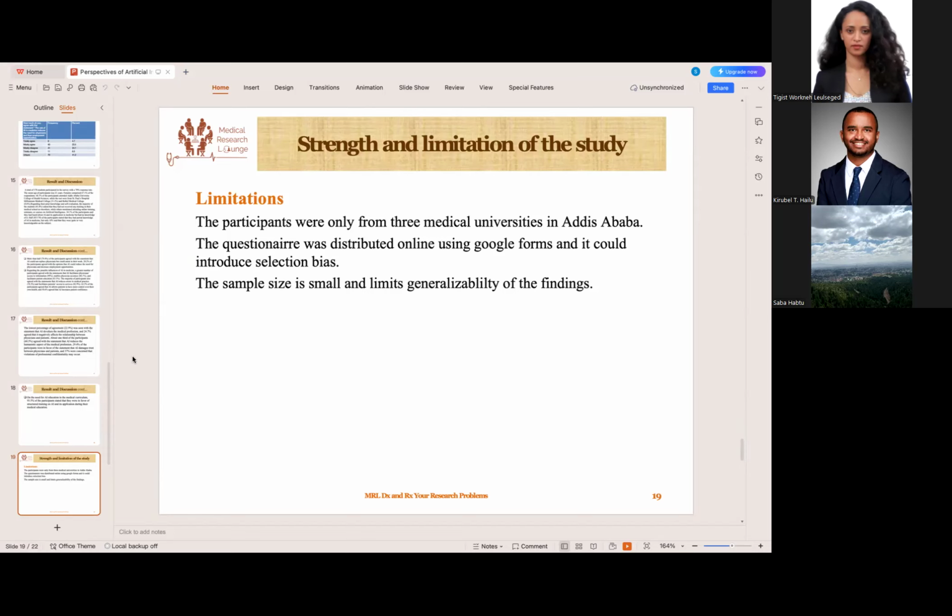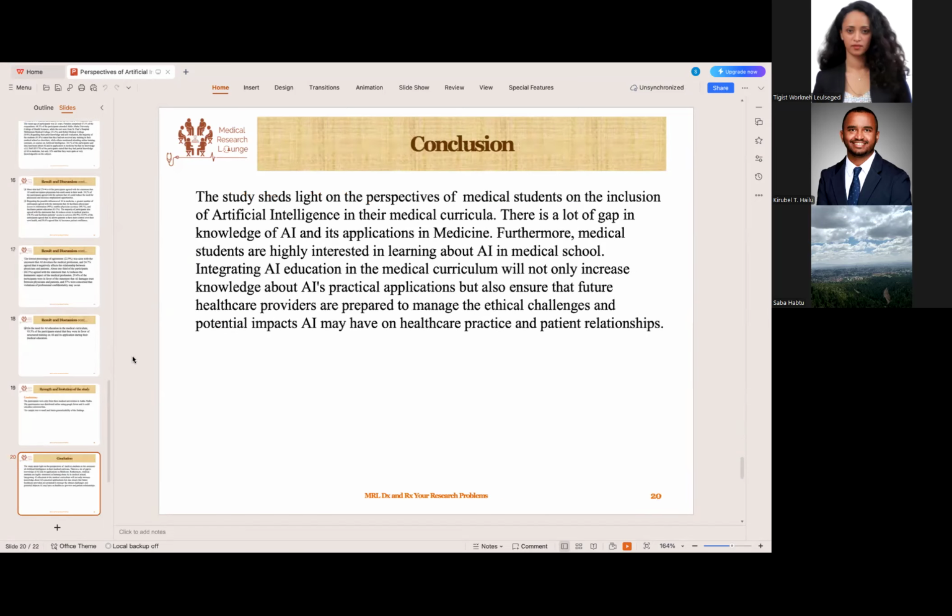So when we come to the limitations of the study, the participants were only from 3 medical universities in Addis Ababa, and the questionnaire was distributed using online Google Forms, and this could introduce selection bias. The sample size was also small, and this limits the generalizability of the findings.